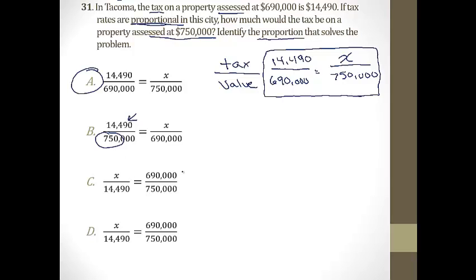And here, again, you can write the proportion like this if you want to put the values both on the same side, but the property values have to match the tax values, so the $14,000 on this one would have to go on the top because it matched the $690,000. So our answer is definitely the A.